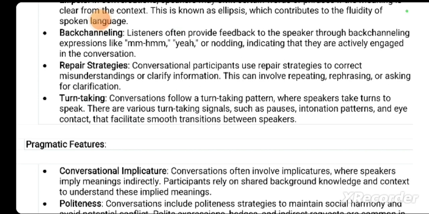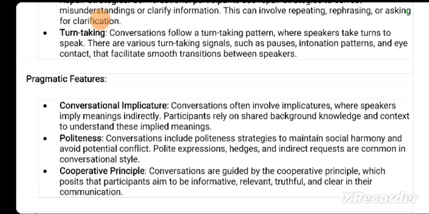Turn taking is to talk on the turns. How do you know that one person has finished and then you have to speak? There are some strategies to understand and to make others understand that it's their turn to speak. So conversations follow a turn-taking pattern where speakers take turns to speak.